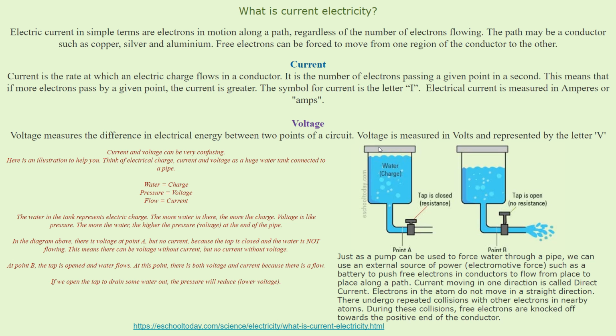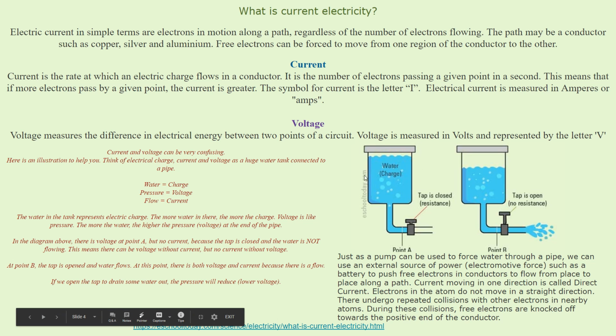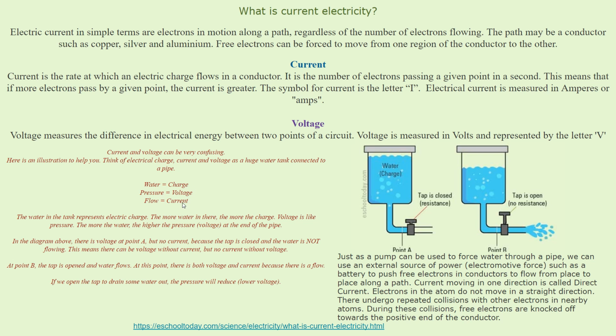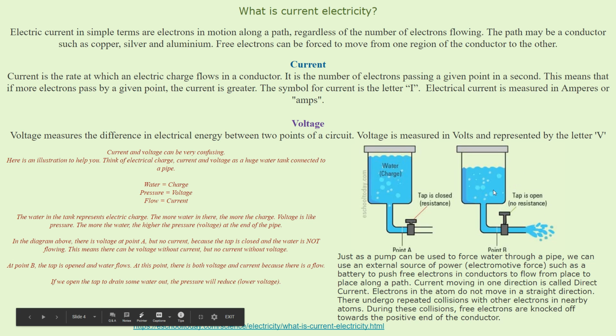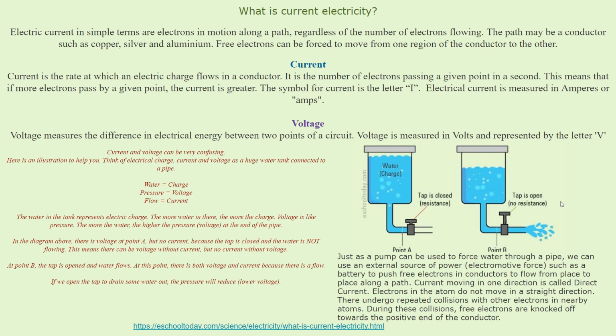Voltage measures the difference in electrical energy between two points of the circuit. So if we look down here, water is the overall charge. Those are the flow of electrons. Pressure is the voltage. Flow is the current. So you can see right here, we've got our charge in this bucket. And then if we have the tap closed, we've got no flow. So see, current is flow, no flow. We open it up, and the pressure that it's coming out at is the voltage, and the rate, so basically how fast it's getting through there, that is the flow or the current.